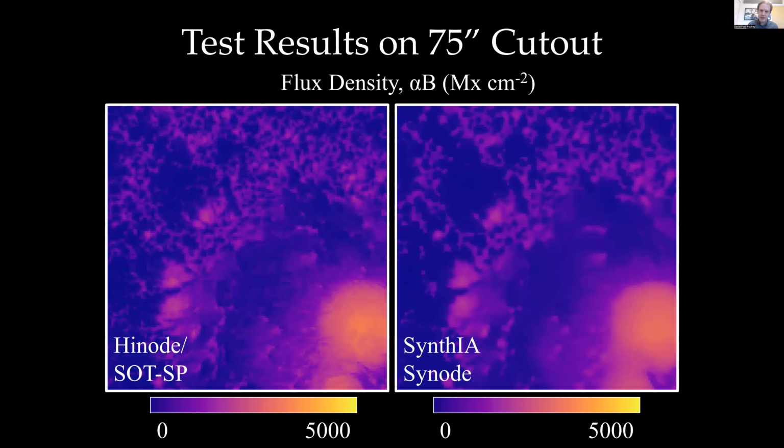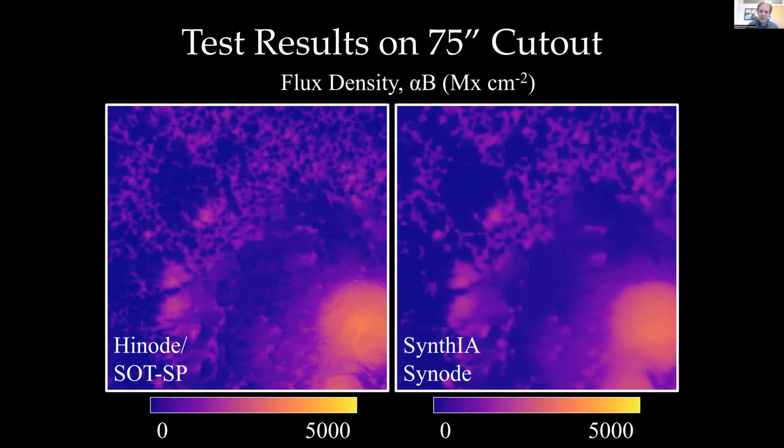So let me zoom in on a 75 arcsecond cutout. And so here on the left is the actual result from the SP instrument, and on the right is our result. And you can see that the results are pretty similar. You can see that there's a bit of blurring in our results, but generally the structure is quite accurate.